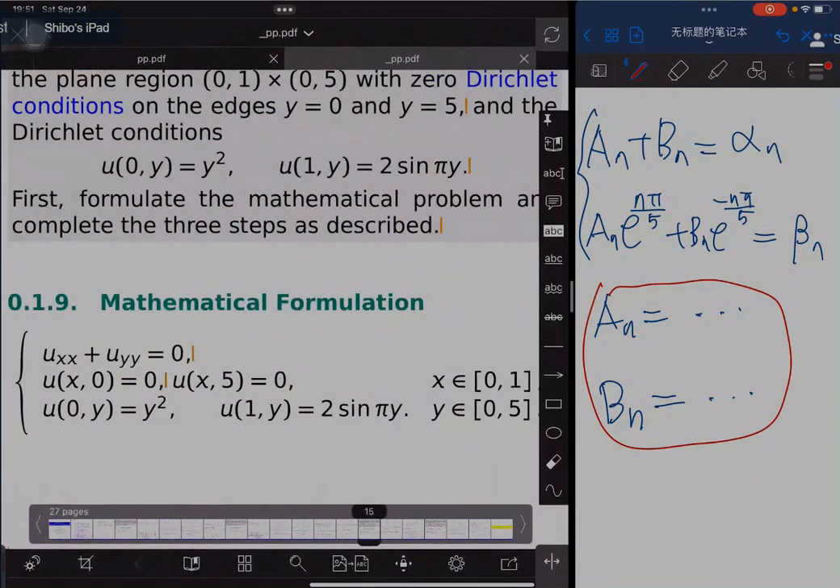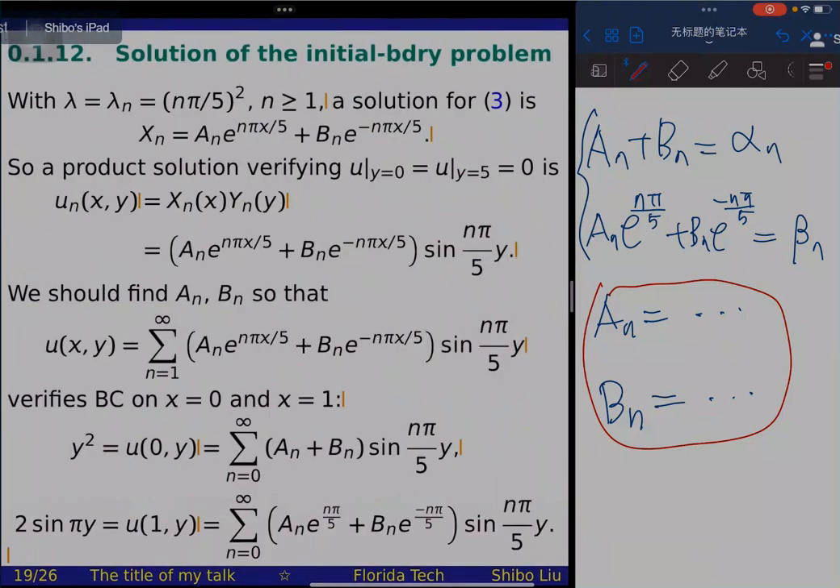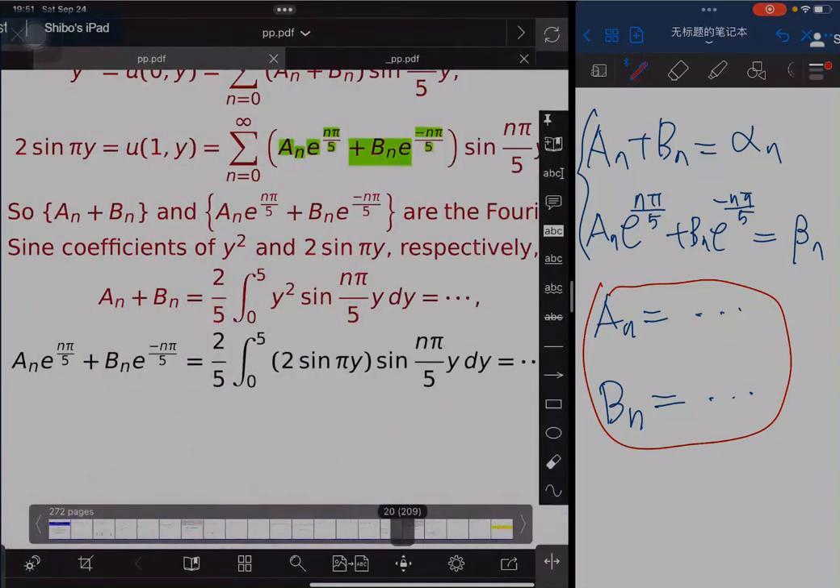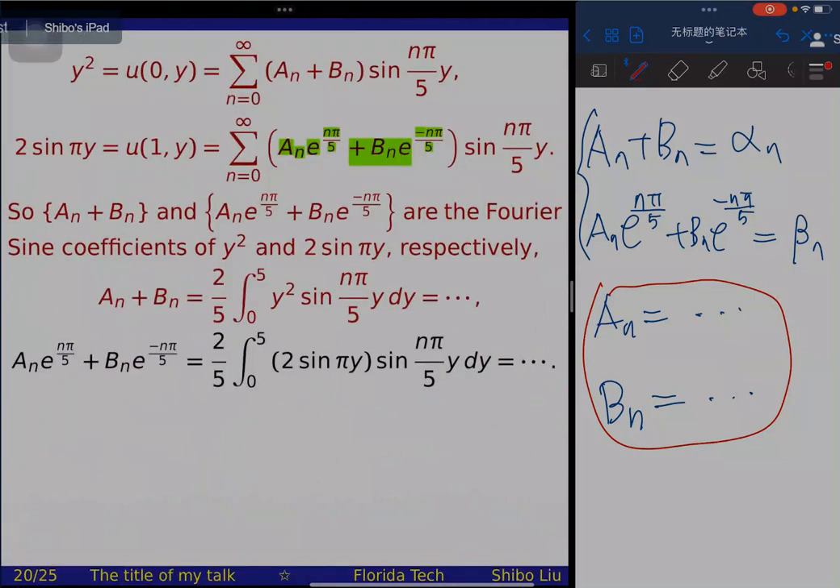Well, this function u in the middle of this page is the solution of our boundary condition problem for the Laplace equation. So this finishes problem 3. These 3 problems are the 3 problems in our practice test.